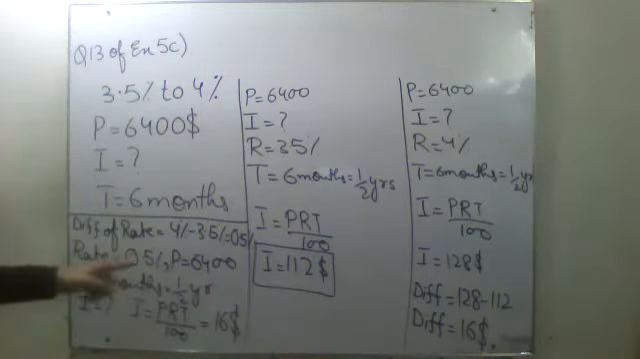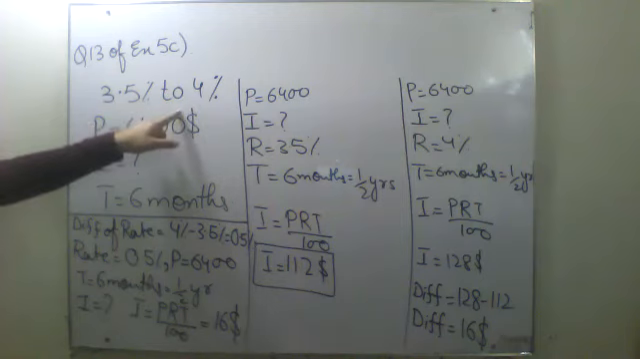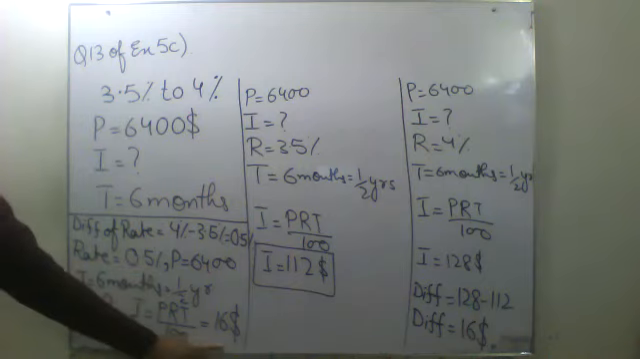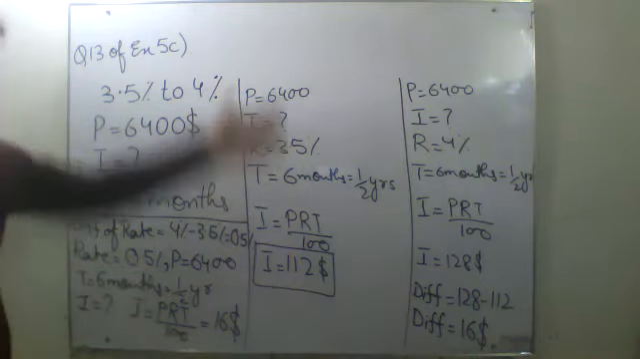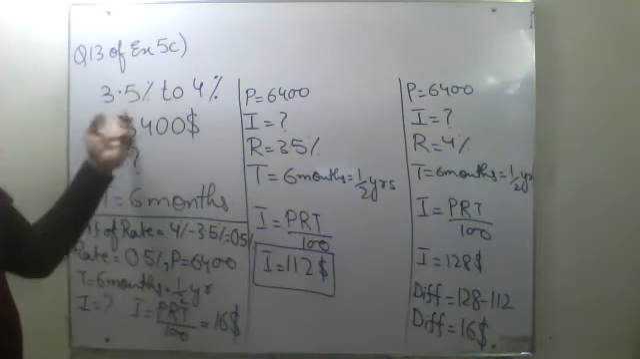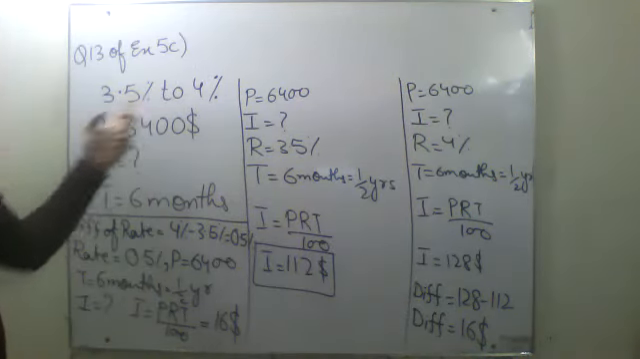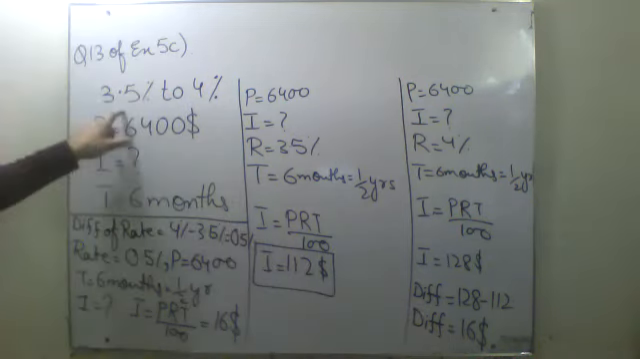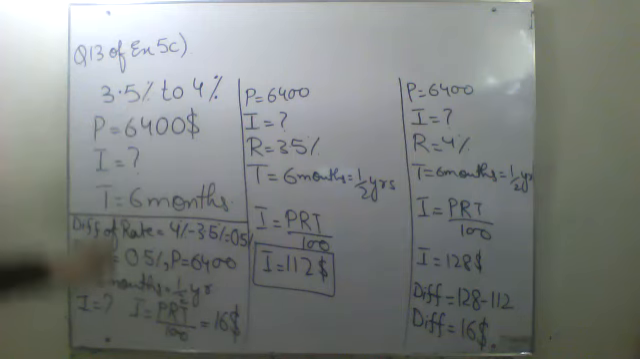Okay, or if I take the difference between the rate and find out the value of interest on that difference, I will get the answer directly. So it's your choice. You can do it in this way, finding the interest separately for both rates and then subtracting them, or first taking out the difference between the rates and then finding the value according to that difference. Okay.